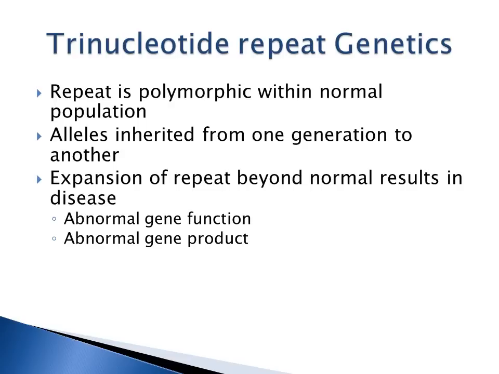Usually these disorders are inherited from one generation to the next. Everyone has some of these nucleotide repeats, di, tri, tetranucleotide repeats. If you get a repeat number that's beyond what's considered normal, that is what results in disease. We'll talk about this when we talk about inherited diseases.